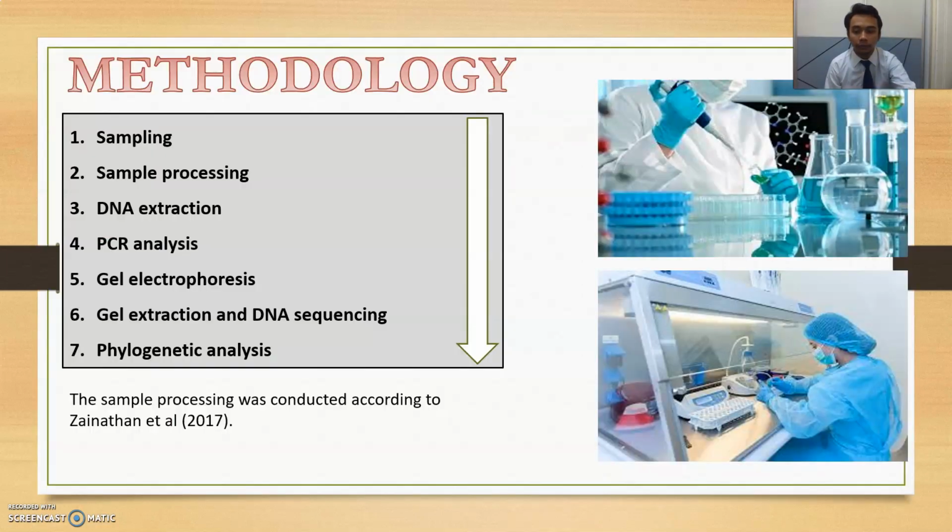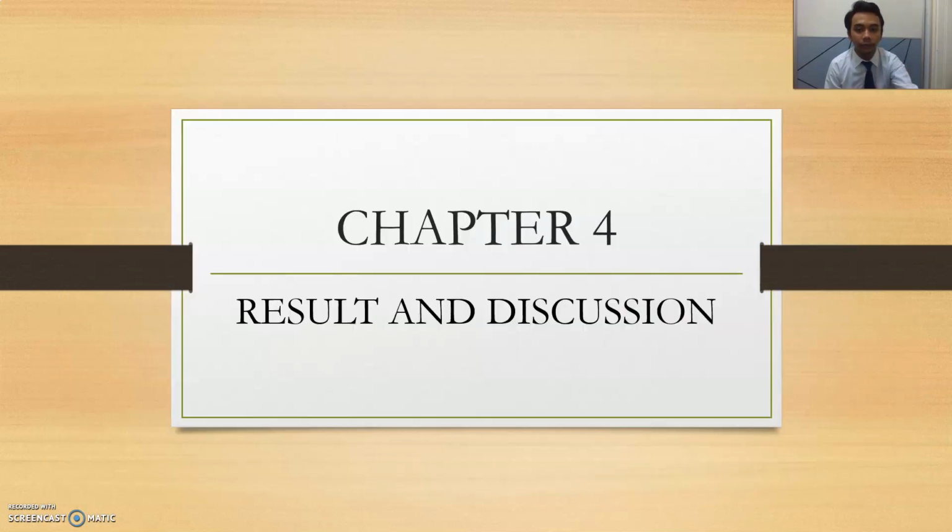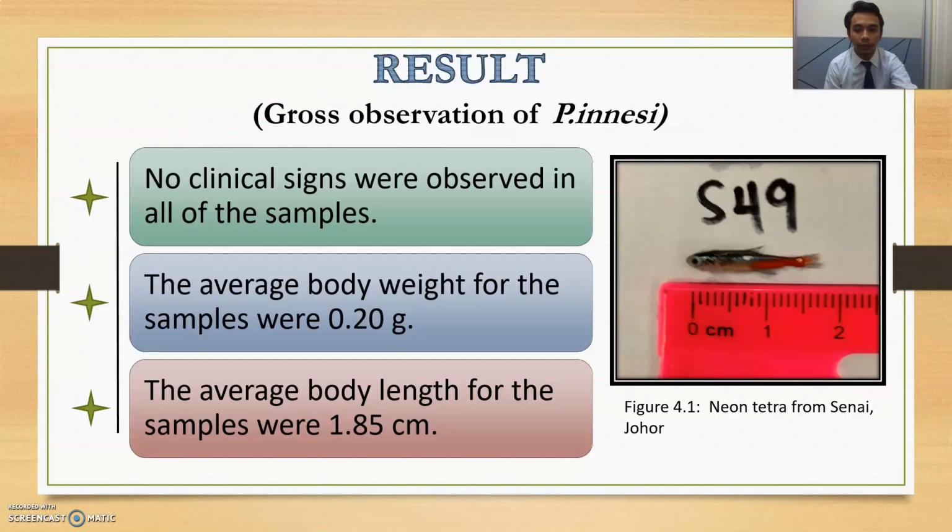For the method, there are several methods that I have done to complete the final year project. The first method is sampling, then sample processing, then DNA extraction, PCR analysis, gel electrophoresis, gel extraction, and DNA sequencing, and the last one is phylogenetic analysis. Move to the result and discussion.